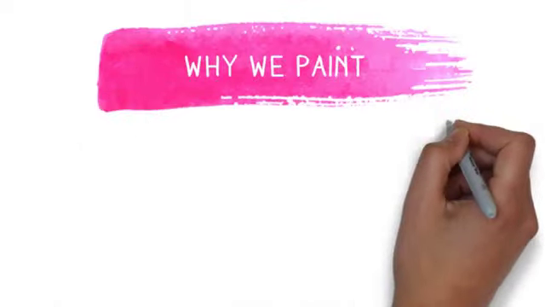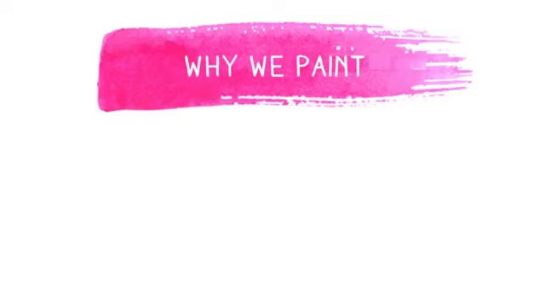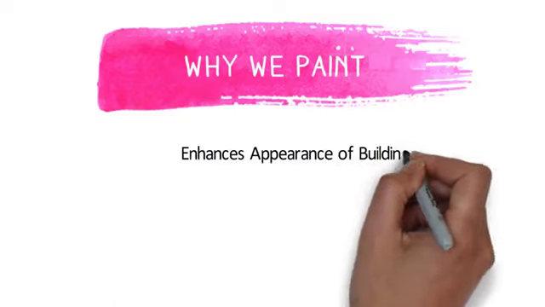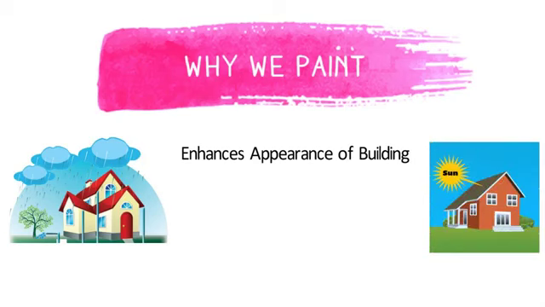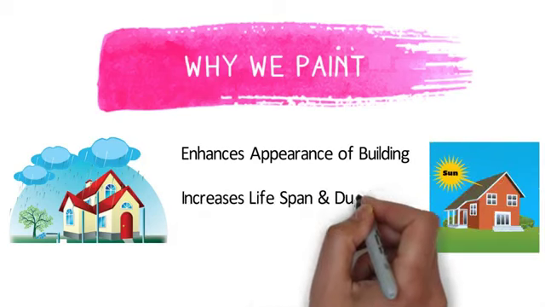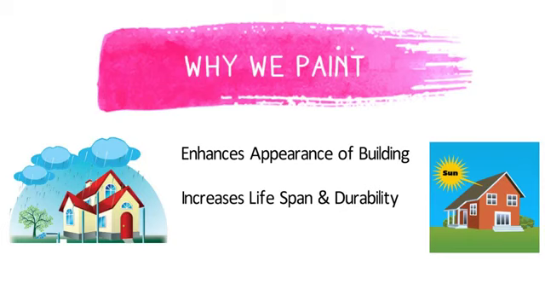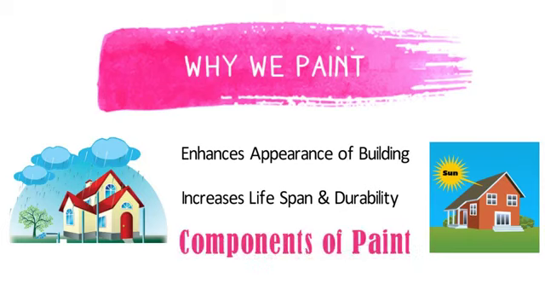Hello friends, why do we paint our house or building? The reasons are: paint enhances the appearance of a building. Paint protects the surface from rain and sunlight. Paint also increases the lifespan and durability of the structure.